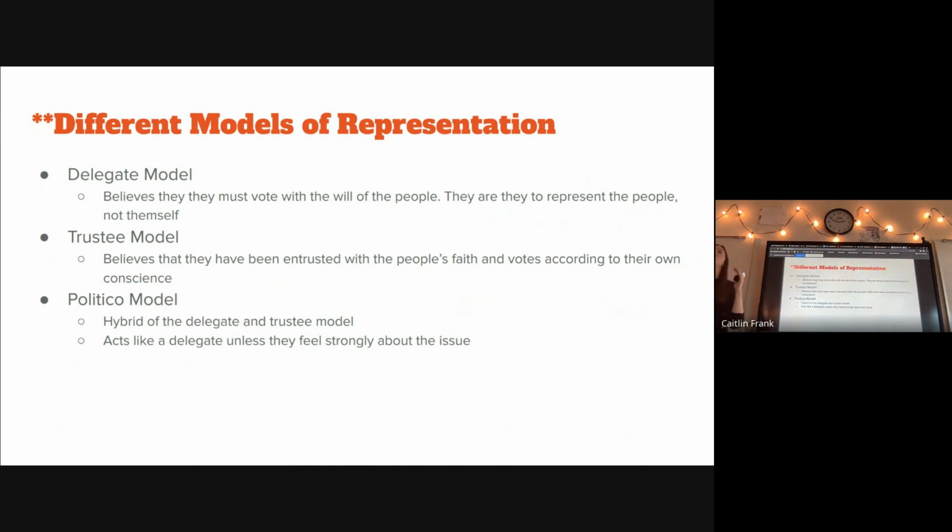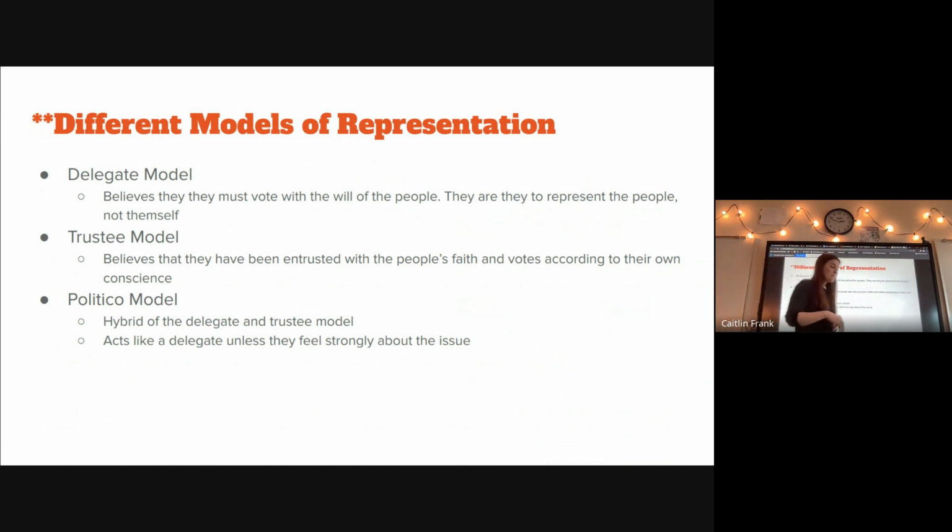The 3 different types of representation that we see in the legislative branch. Delegate, the delegate model, is when the representative votes directly based on what the constituents want, no matter what. So my constituents want me to vote yes on this, I will vote yes on this. Like straight line, I will vote with my constituents. So delegate-centered, they're voting based on what the constituents want.